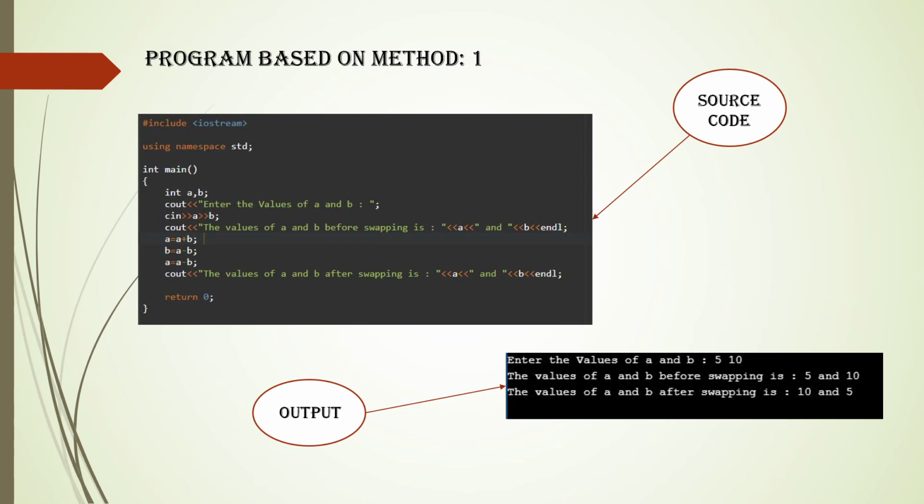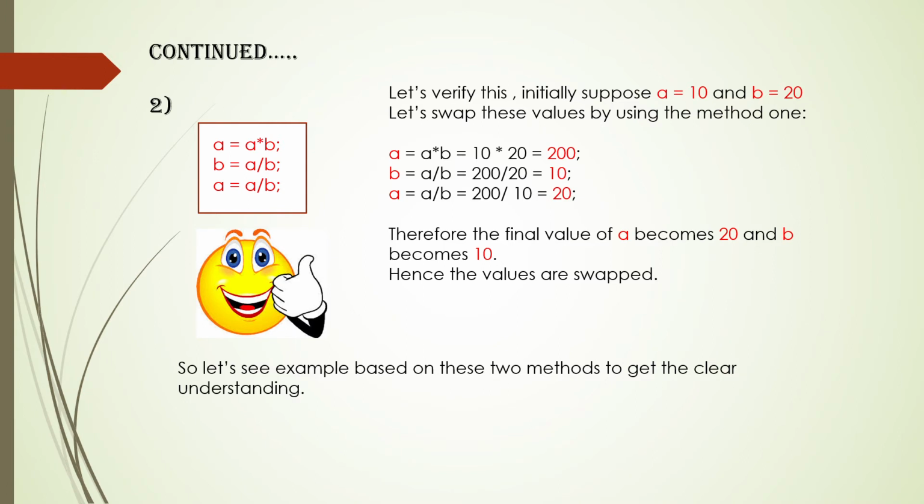So now let's see the other approach, that is by using multiplication and division operators. See the syntax mentioned on the screen. First A equals A into B, then B equals A by B, and then A equals A by B. Initially take the value of A as 10 and B as 20. And now for swapping those two values, let us substitute this in the above method line by line. So A equals A into B, that is A equals 10 into 20. Therefore the value of A becomes 200 here. The value of A becomes 200 at the first step. Until now the value of B is 20 only.